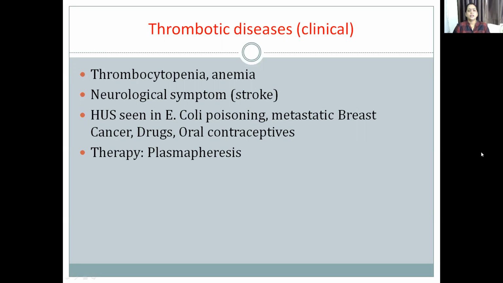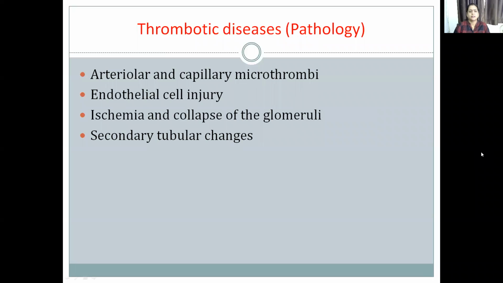It will be thrombocytopenia or anemia, decrease in platelets, neurological symptoms associated with stroke. Obviously, whenever there is a vessel, blood flow should be maintained properly. If there is a thrombus in the vessel, what happens? There will be occlusion, and because of that there will be ischemia that can lead to a stroke. HUS and E. coli poisoning, metastatic breast cancer, drugs associated with OCP, and usually the treatment is by plasmapheresis.